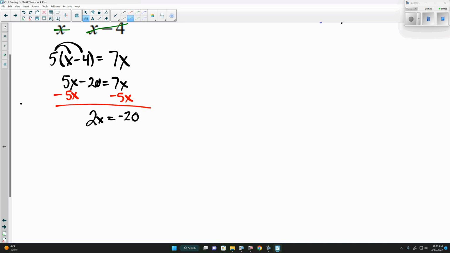Lastly, divide by 2, telling us x is negative 10. Any questions on these here?